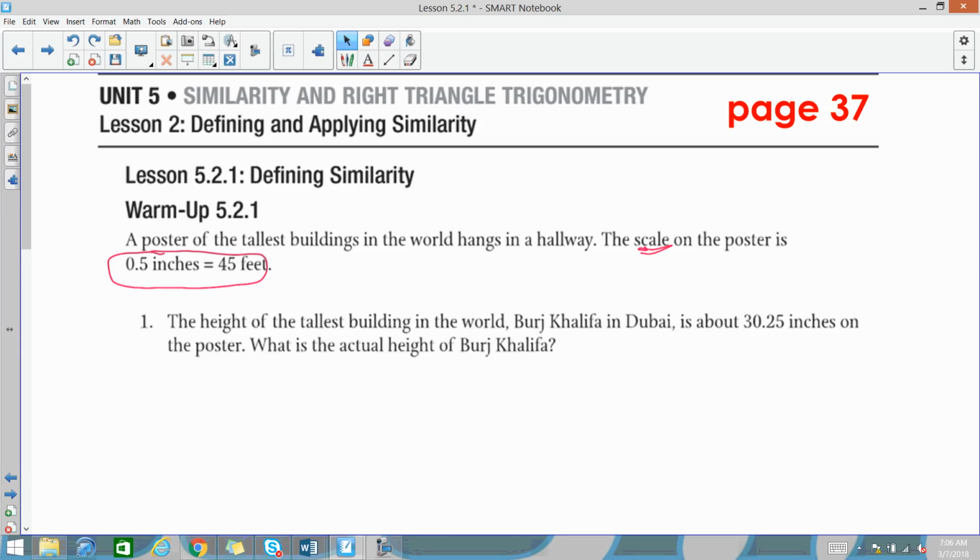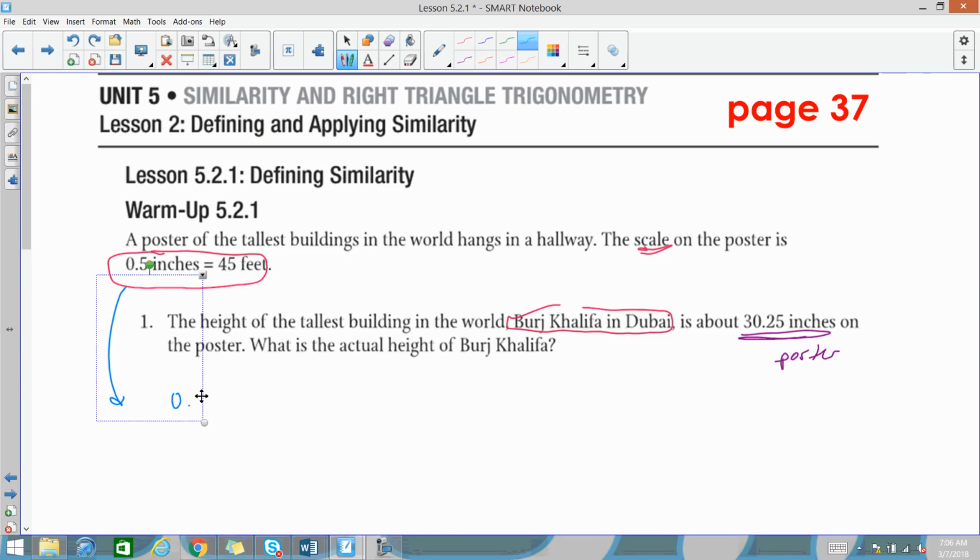So this is the height of the tallest building in the world. I have no idea how to say this. So it's in Dubai. It is about 3.25 inches on the poster. What is the actual height of that building? So this is your poster height. This is the poster, all right? It's important that you know what that is. What we want to find is the actual height of it. So to do this, what we're going to do first is we're going to use this scale. And how we're going to set it up is this: 0.5 inches over 45 feet.